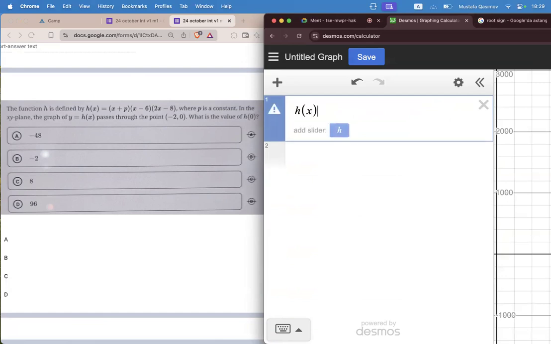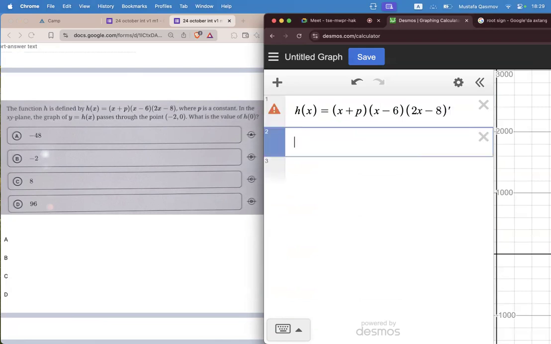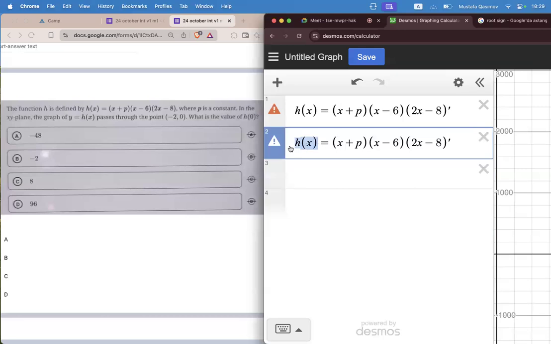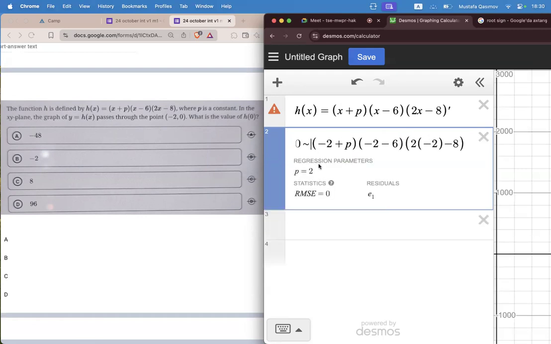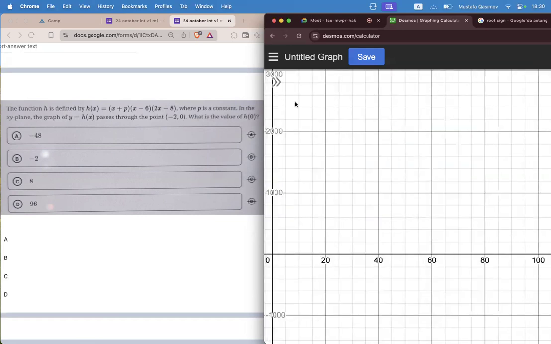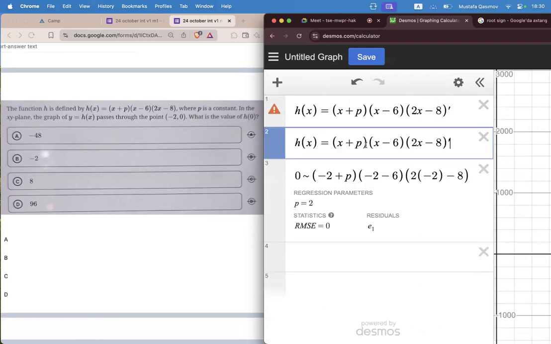H of x is equal to x plus p, x minus 6, and 2x minus 8. Okay, then let's copy it and let's use this point, negative 2 and 0. If you write negative 2 and 0 here, negative 2, and negative 2. Then let's write this sign instead of the equal sign, so the answer p is 2. If p is 2, we can write 2 instead of p here, like that.